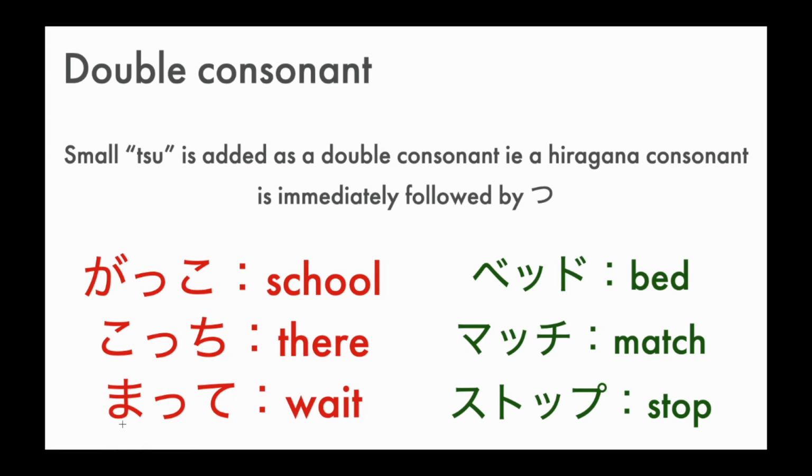Matte is not ma and te. It's not mate. It's matte, which means to wait. Similarly in katakana, beddo, beddo means a bed. Matchi, match. Stoppu, stop.